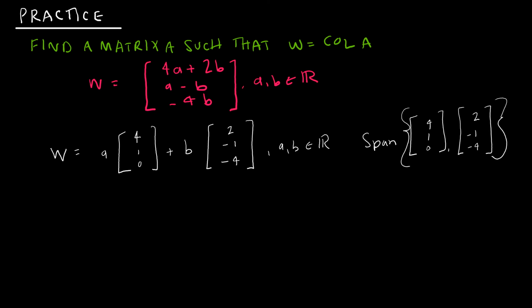But I still haven't answered the question, because the question says find a matrix A. So what they want me to do is find a matrix A. Well, no problem. A is then the matrix with columns (4, 1, 0) and (2, -1, -4). There's my matrix A that exists such that W is equal to the column space of A.